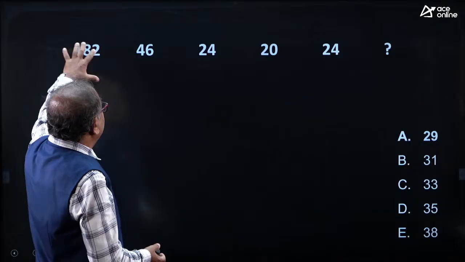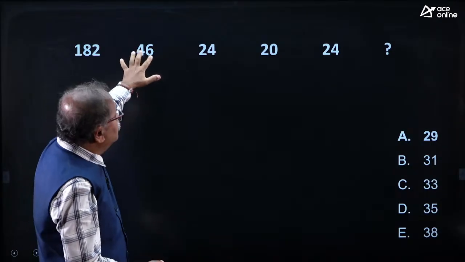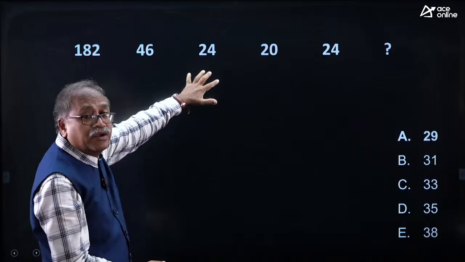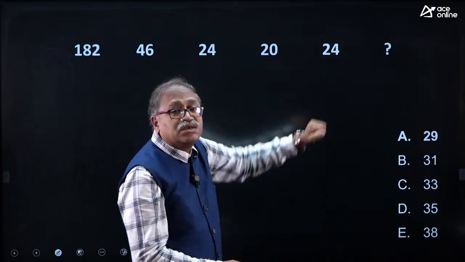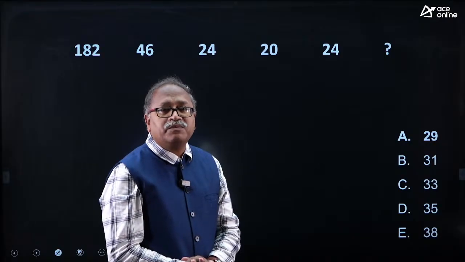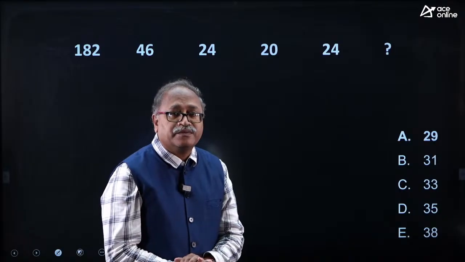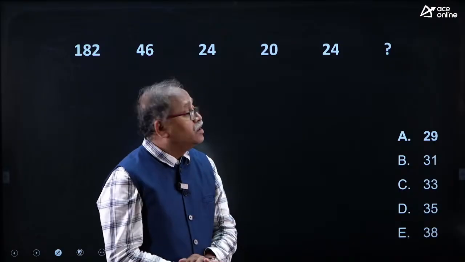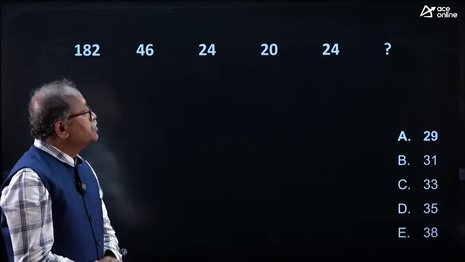Now, here is a bigger number, then I am getting the smaller number, then the even smaller number, and then again an even smaller number, then the number has increased. What could it be? It could be decimal multiplication along with some addition or subtraction. It is possible. So what could it be? Think about it.